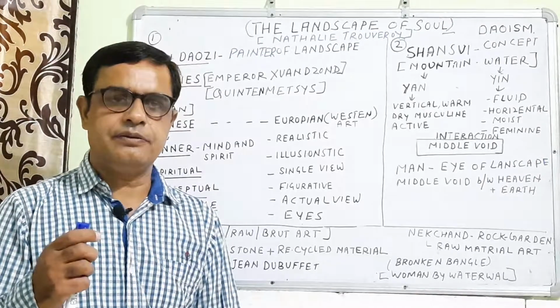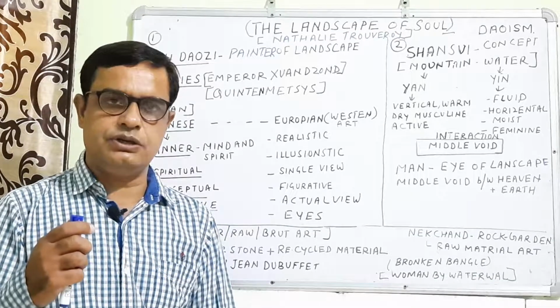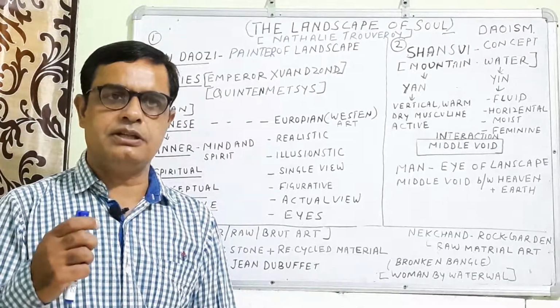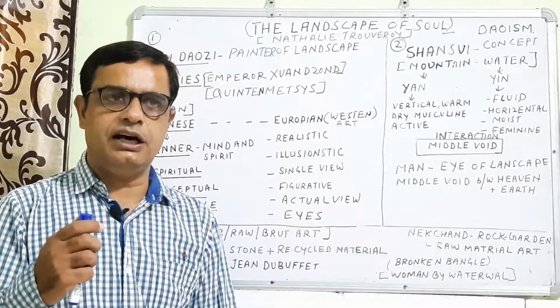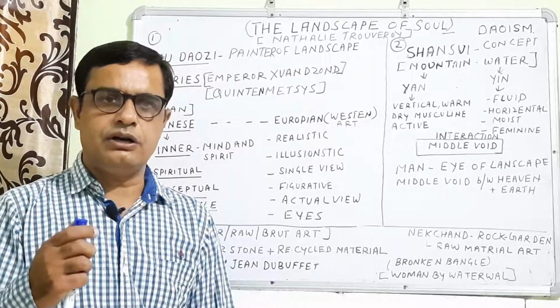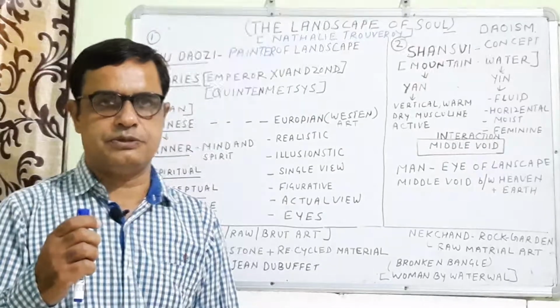The third part: the concept of Sansui, which is described by Taoism. And the fourth: the outsider art, Art Brut. So these are the four parts of this chapter.